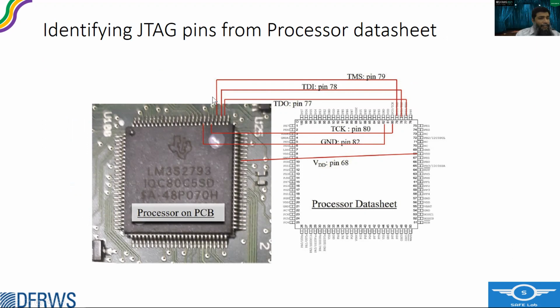So the next step is to identify the JTAG pins from the processor data sheet. If the processor's data sheet is available, it clearly tells us which pin is the JTAG pin, mode selector, or input output pins. So if we have those available, we can clearly see on the processor IC where those pins are located.